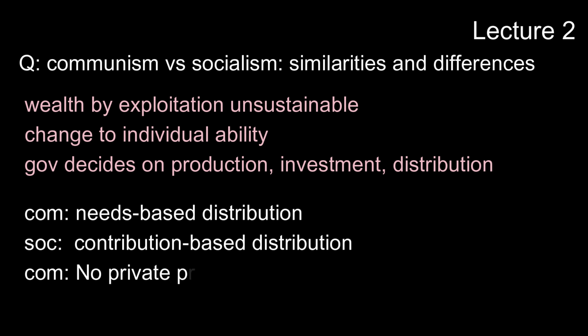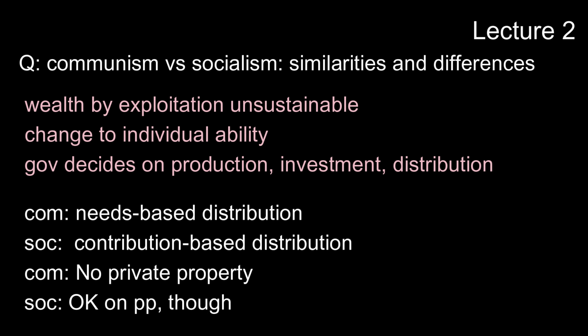Another key difference is that communism doesn't accept the notion of private property. Socialism states that personal property exists. People can have their personal belongings, but all industrial production is owned by the public and managed by the government. So these are the differences.